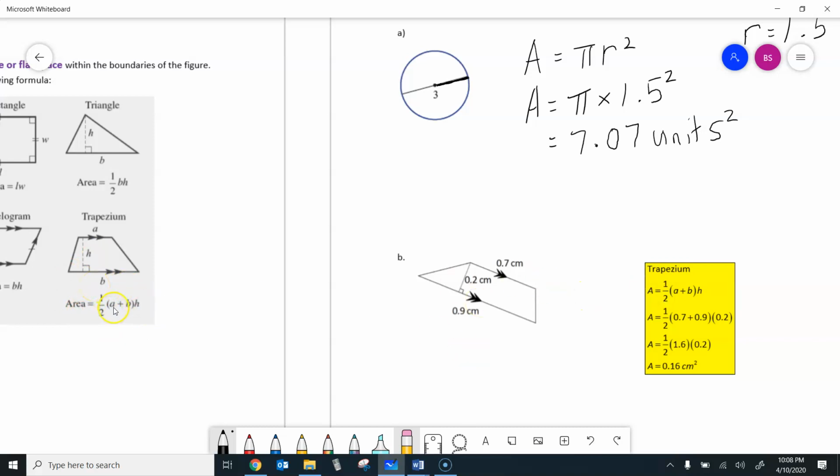So a half (A plus B). A is the top, B is the bottom, so 0.7 plus 0.9, and H stands for the height, which is what you're given there, 0.2. So we put that all into our calculator, and you get 0.16 centimeters squared. Give that one a go and make sure you can get that on your calculator. And again, don't forget the units.